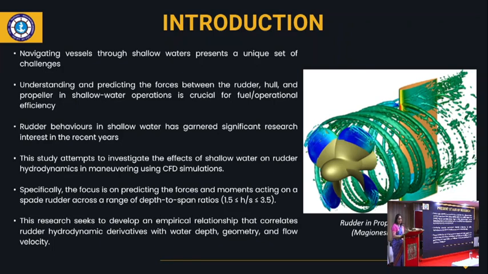So there is a requirement for an empirical relationship that connects the water depth to the span ratio of the rudder, and that could give a good prediction of the rudder derivative in different water depths without having to model the rudder and do a CFD analysis or an experiment every time a different depth comes in.